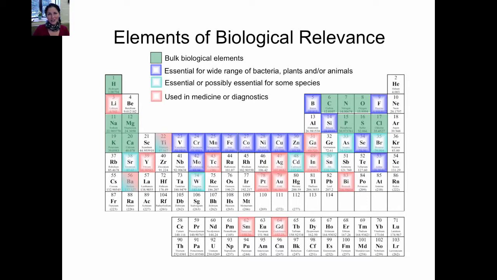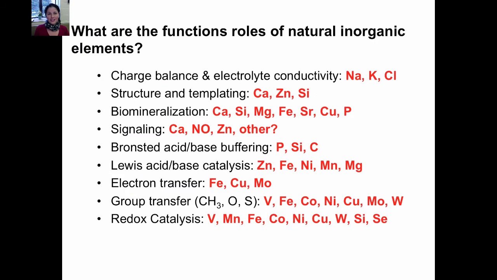Hi, in this video I'd like to go over some specific examples of metal ions and the properties that are useful for biological systems. Here is a periodic table that shows the elements that are biologically relevant in natural systems. And here's a list of the roles that metal ions play in natural biological systems.